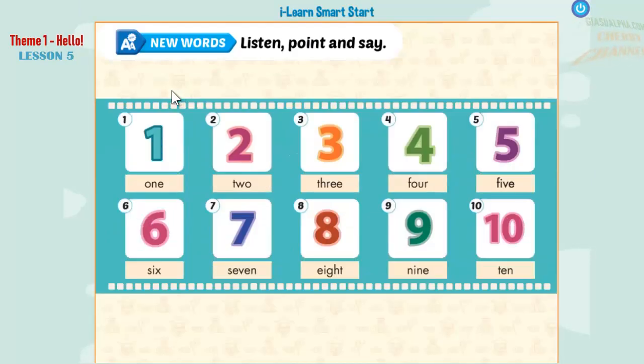New words. Listen, point, and say. 1, 2, 3, 4, 5, 6, 7, 8, 9, 10.